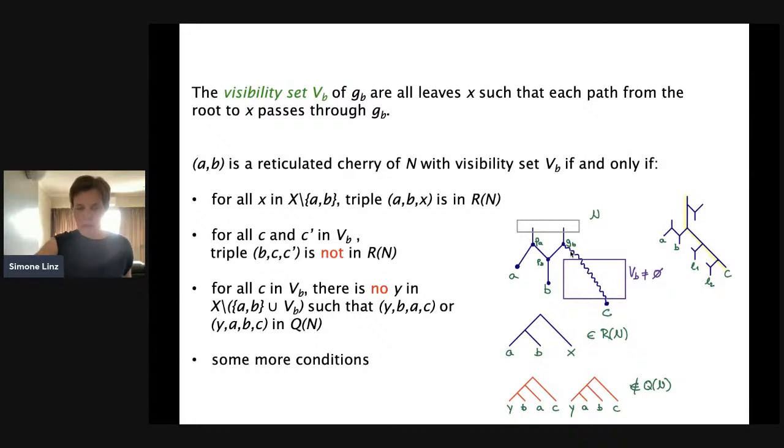Now, for now, I've only given you two conditions that use the set of triples, but what about the set of quads?